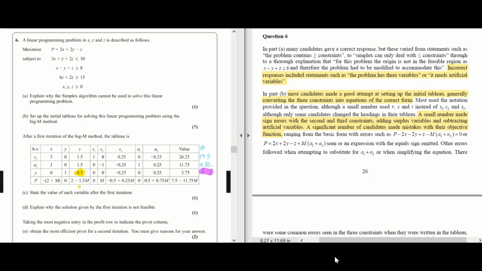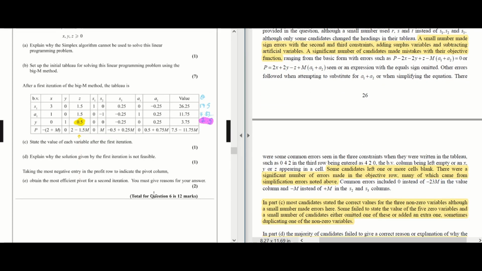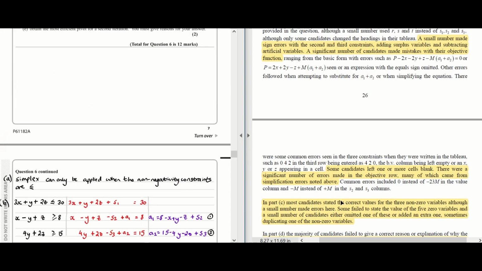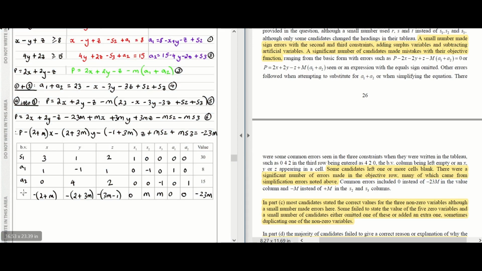Part B, where we had to set up the initial tableau for solving this linear programming problem, a lot of candidates made a good attempt, but there were certain errors such as sign errors with the second and third constants, adding surplus variables and subtracting artificial variables. A significant number of candidates made mistakes with their objective function, and you can read about that in the examiner reports. Some candidates left some cells blank, and some made an incorrect simplification of the objective function, and therefore this final row was incorrect.